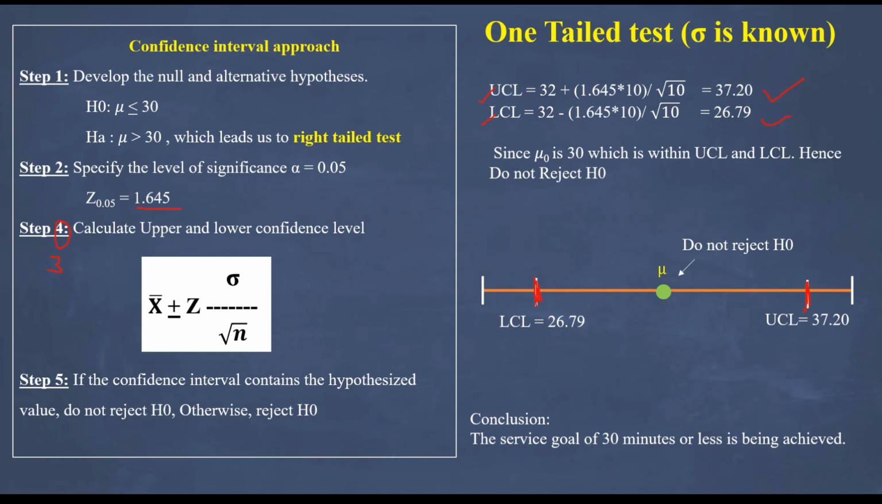Now our hypothesized value mu0 is 30, which is within the LCL and UCL, and hence the conclusion is do not reject H0. That is, the service goal of 30 minutes or less is being achieved. So you can use any approach while solving the problems.